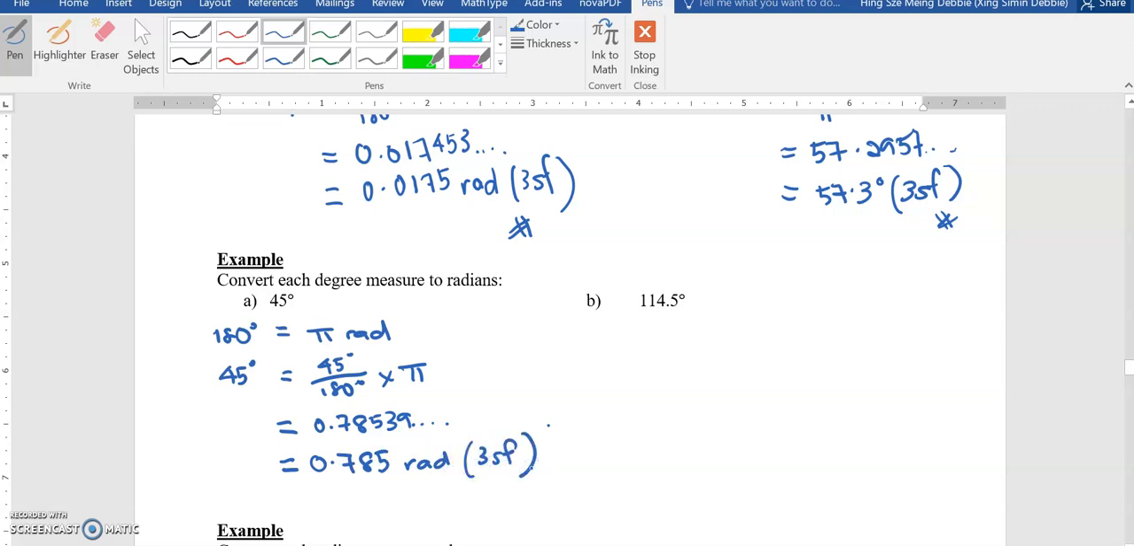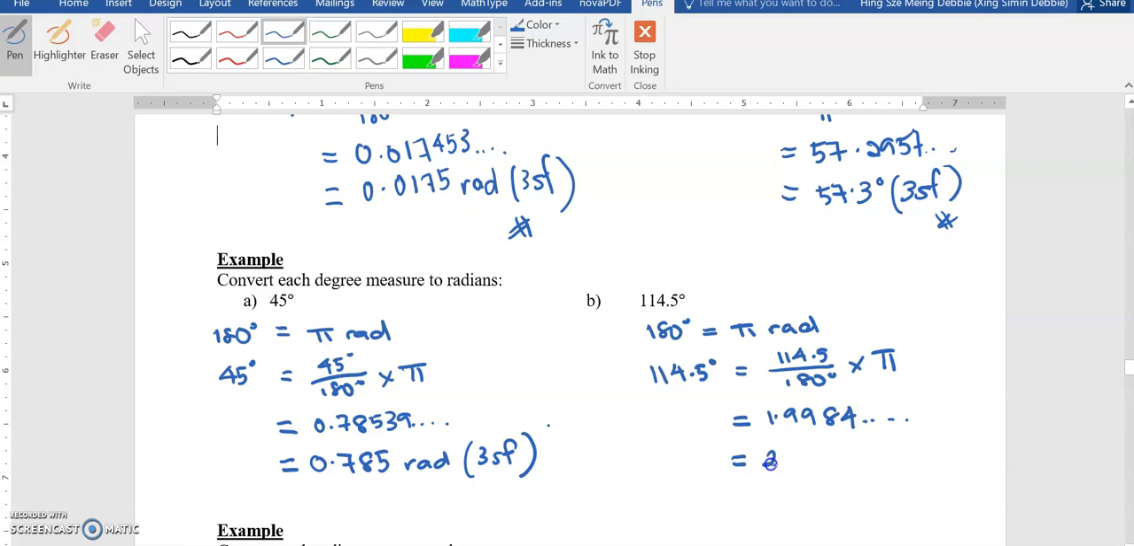The other one is 114.5 degrees. This is still not more than pi radians, because pi radians is 180 degrees. So if 180 degrees is equal to pi radians, 114.5 degrees is 114.5 out of the 180 degrees multiplied by pi. This will fetch me 1.9984 and so on, which is almost 2 radians when rounded off to 3 significant figures.